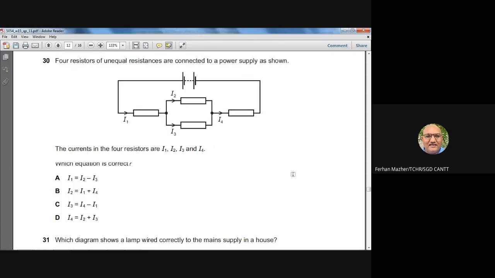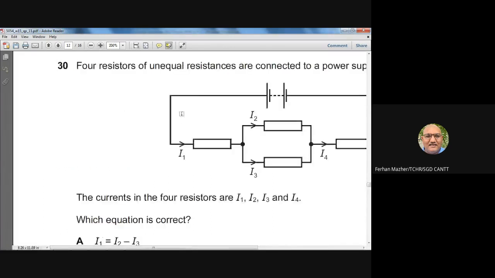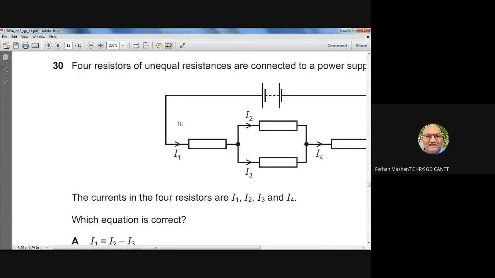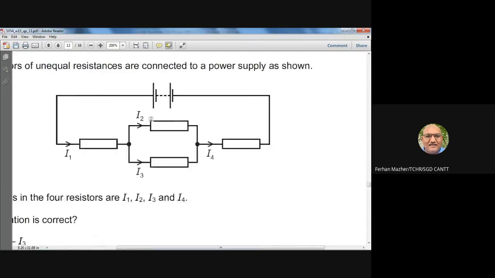Four resistors of unequal resistances are connected to a power supply as shown. The currents in the four resistors are 1 ampere, 2 ampere, 3 ampere, and 4 ampere. Which equation is correct? So let me increase the size so you can see it more clearly. You see the I1 current is coming from the battery and I4 current is going back to the battery.